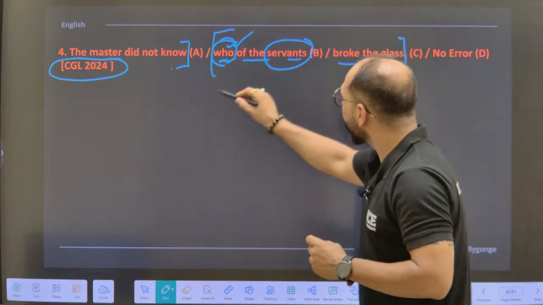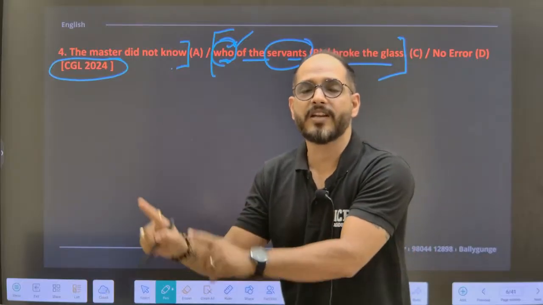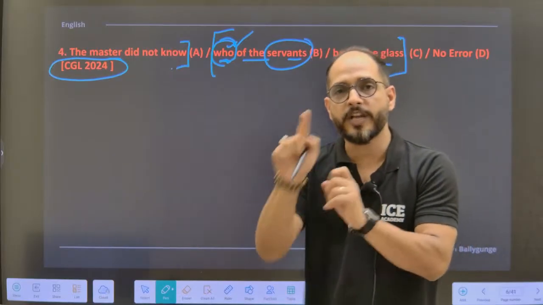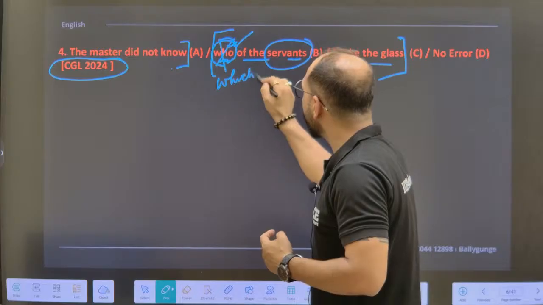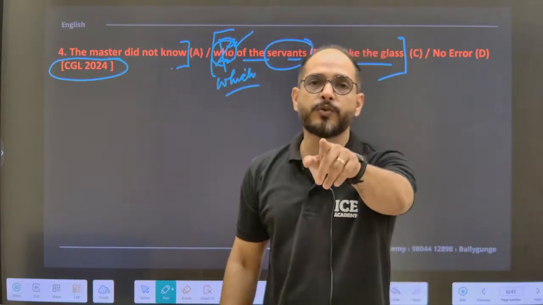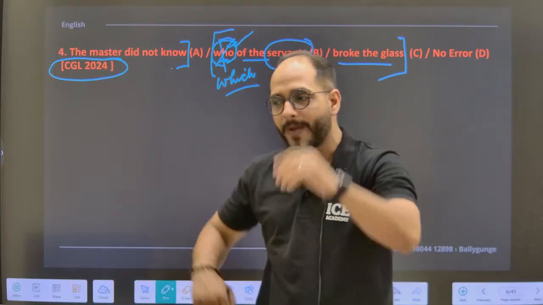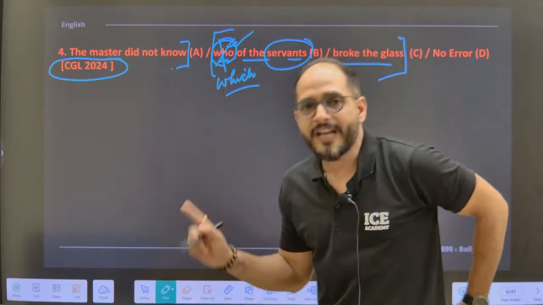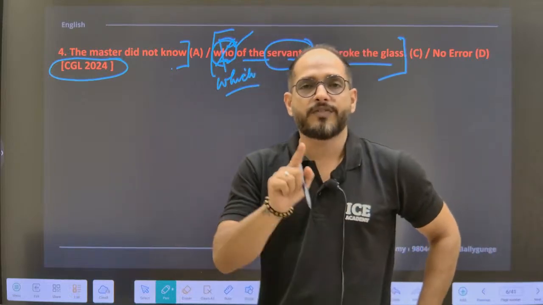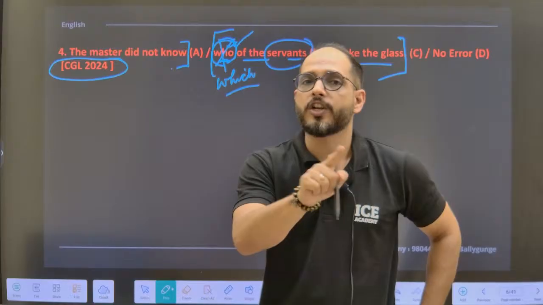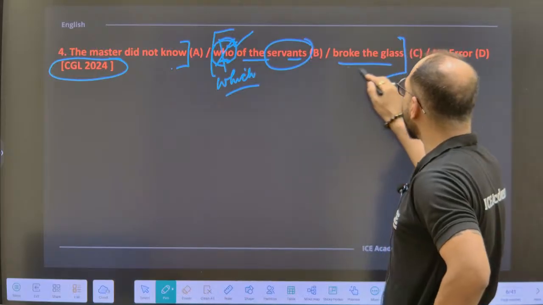Because when servants is mentioned, that means a specified group has been said in the sentence. When a specified group is mentioned, in that case we don't use who, we use which, even though which is normally used to denote non-living objects and animals. Still, in this sentence, as the group has been specified, that's why we should use which, not who. The sentence will be correct if I say: the master didn't know which of the servants broke the glass.